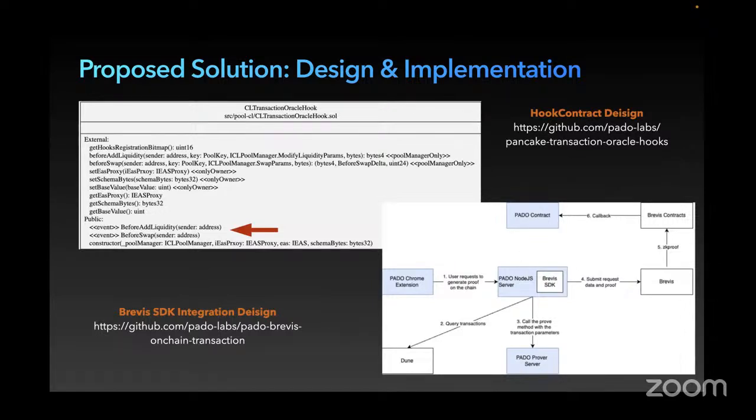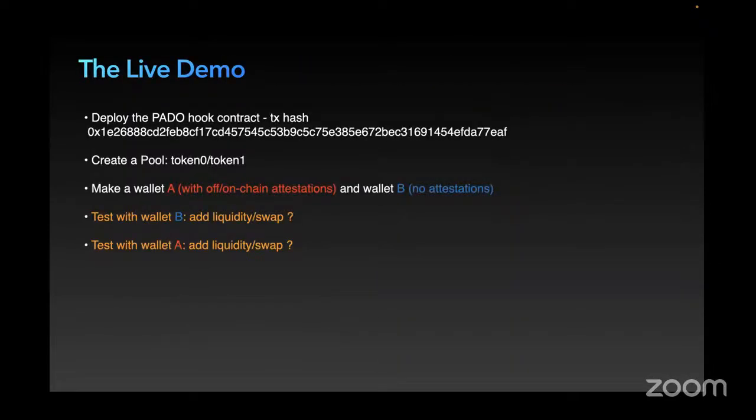So okay, now next I want to give a live demo to show how we did it. But due to the time restriction, I already did some steps. I first deployed a Paddle hook contract, with the transaction hash here, on the BNB chain testnet, and I also created a test pool which has two types of tokens, token 0 and token 1. So now I want to do a test.